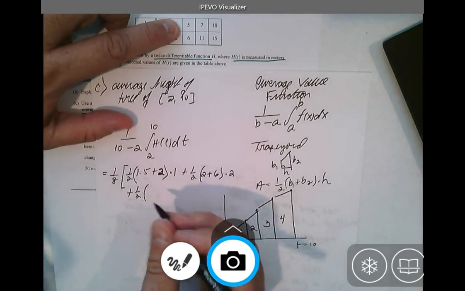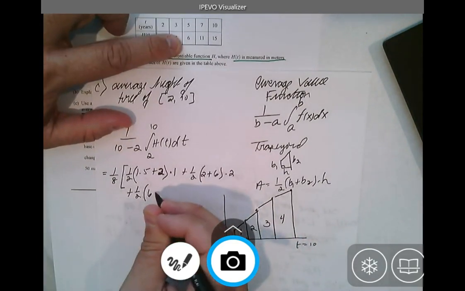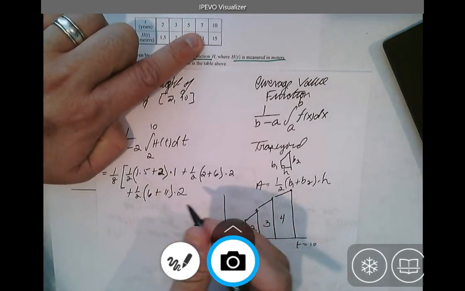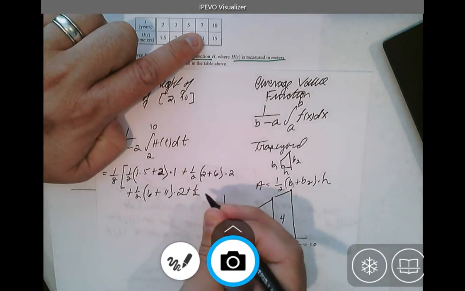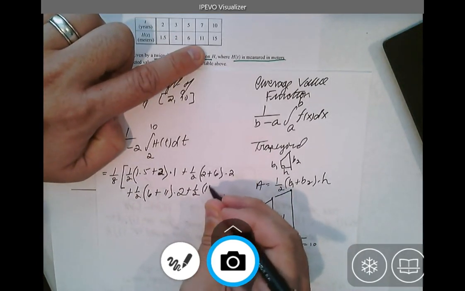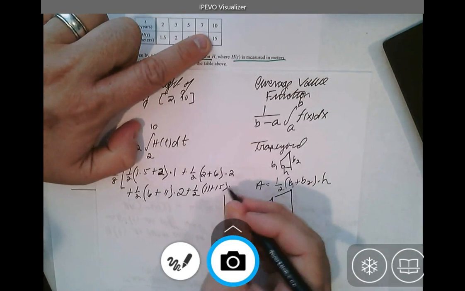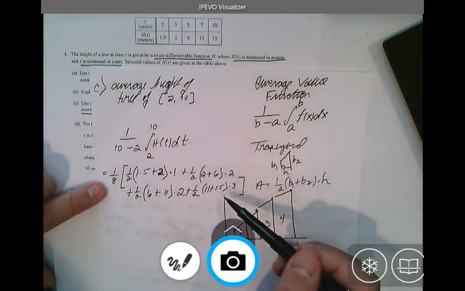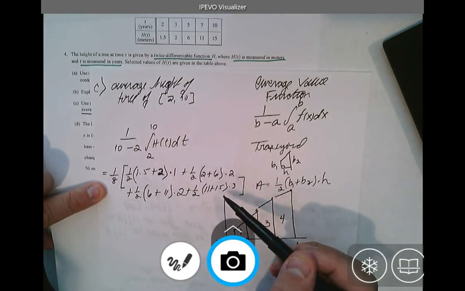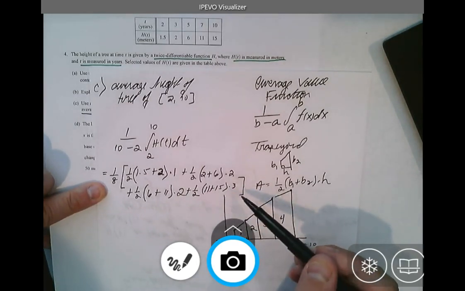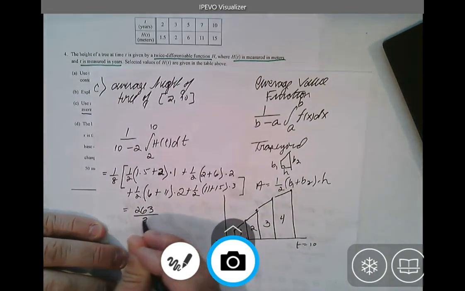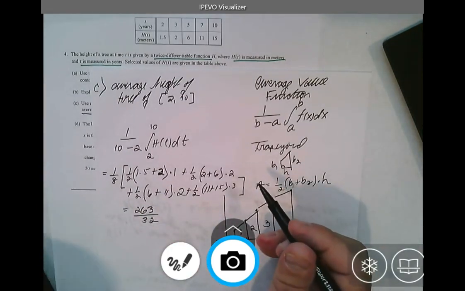The next interval is from 5 to 7. The height at time 5 plus the height at time 7 times the distance between those two, plus the last one, 1/2, 11, plus 15 times 3. What is that equal to? I don't know. Clearly we could figure it out, but the fact is it doesn't matter. According to the College Board, if you work this out, you're going to get 263 over 32.